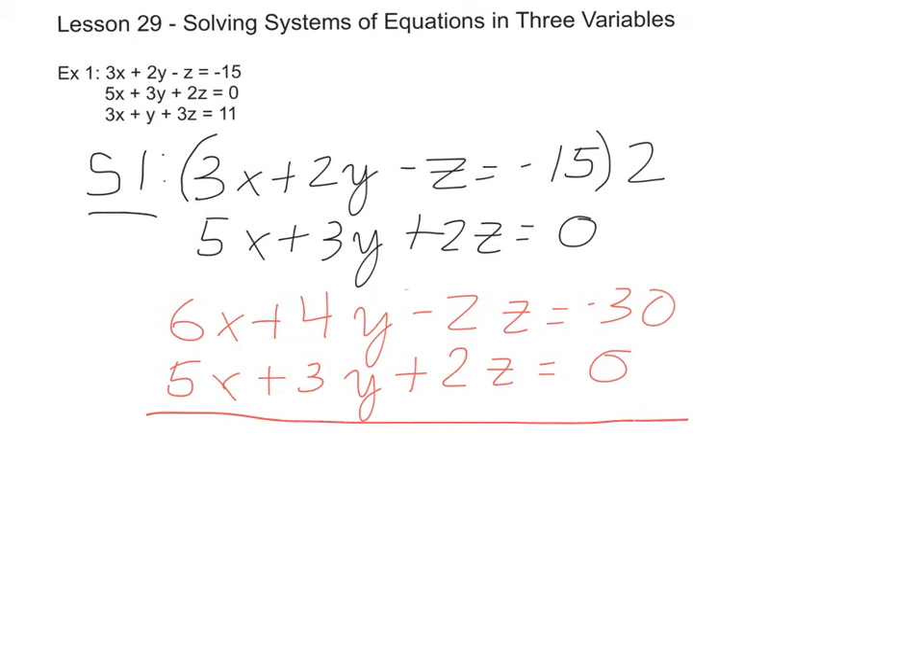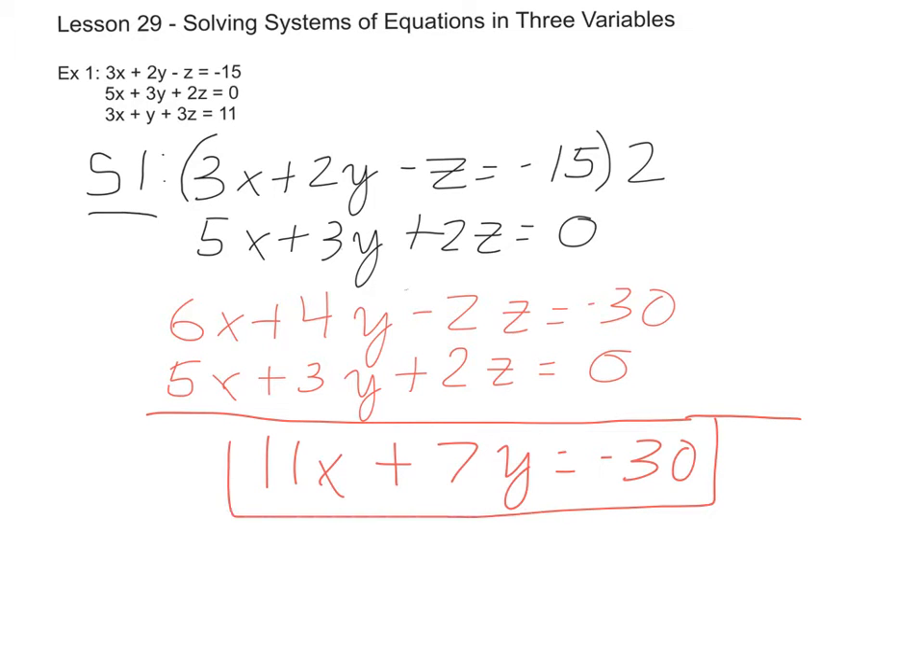Now that we have these two equations, let's add and get our variables to cancel out. We have 11x plus 7y is equal to negative 30. At this point we want to box this. This is going to be a crucial equation that we're going to come back to after step number 2.